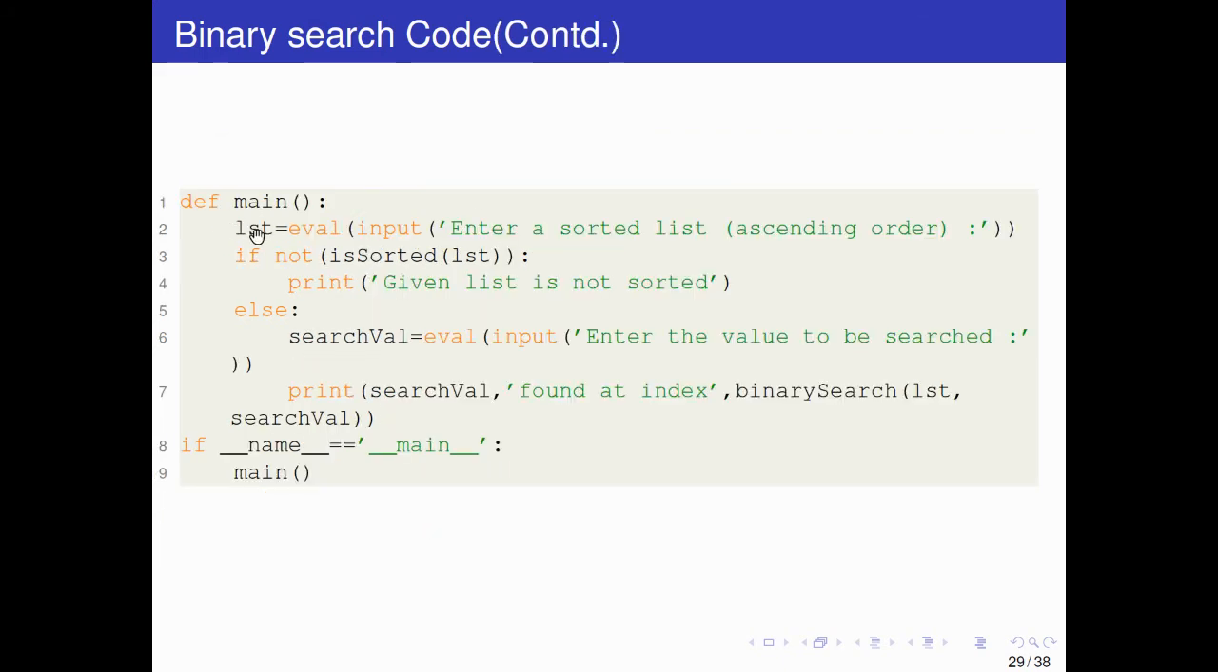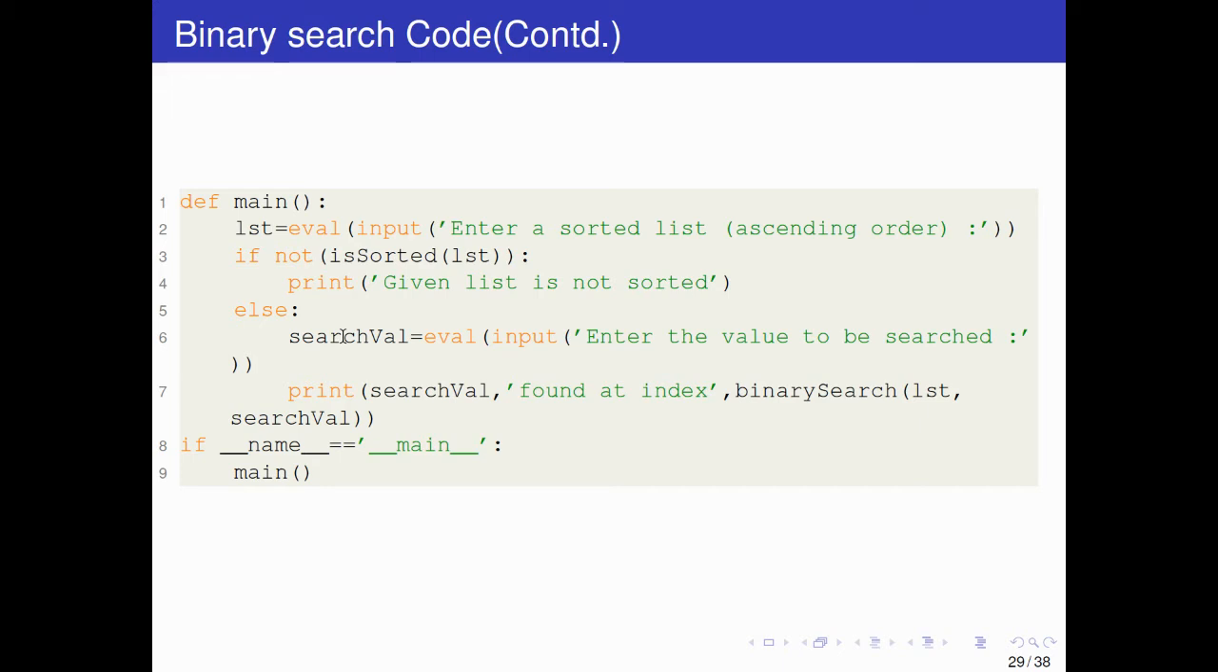And then in the main part we are asking the user to enter the list. Then if not sorted, so if your list is not sorted, then print "given list is not sorted". Else, if it is sorted, then you are asking for the search value, so which value you want to search. So first you have to check whether your list is sorted or not.